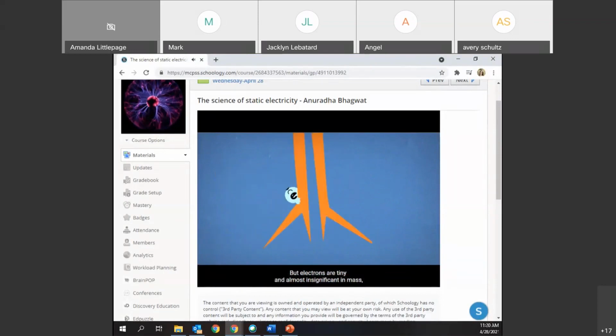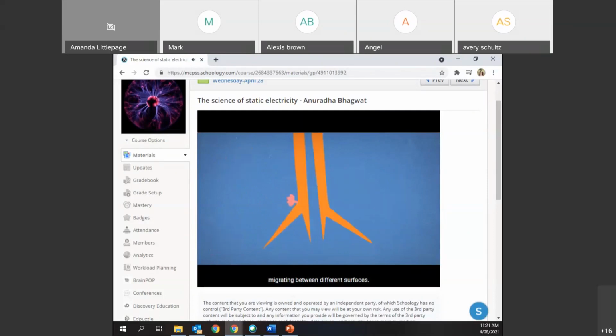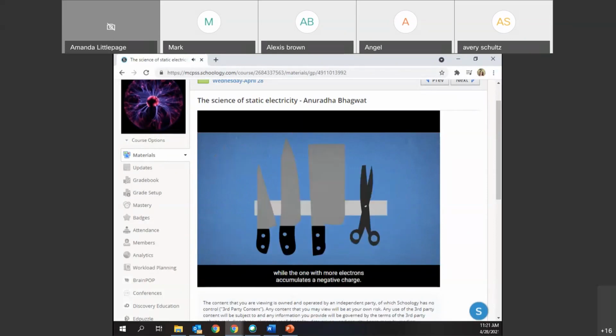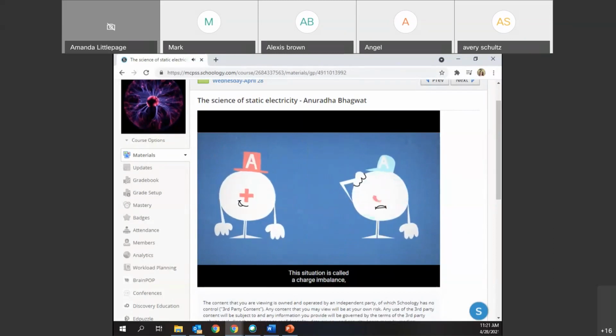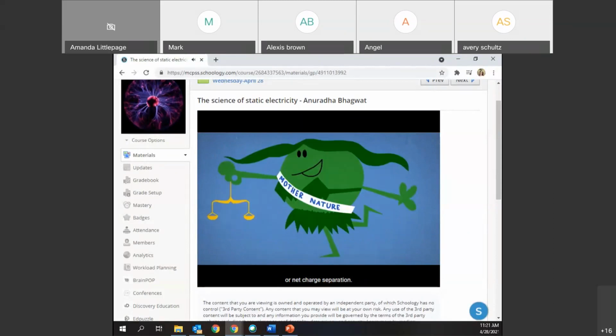But electrons are tiny and almost insignificant in mass, and rubbing or friction can give loosely bound electrons enough energy to leave their atoms and attach to others, migrating between different surfaces. When this happens, the first object is left with more protons than electrons and becomes positively charged, while the one with more electrons accumulates a negative charge. This situation is called a charge imbalance, or net charge separation.